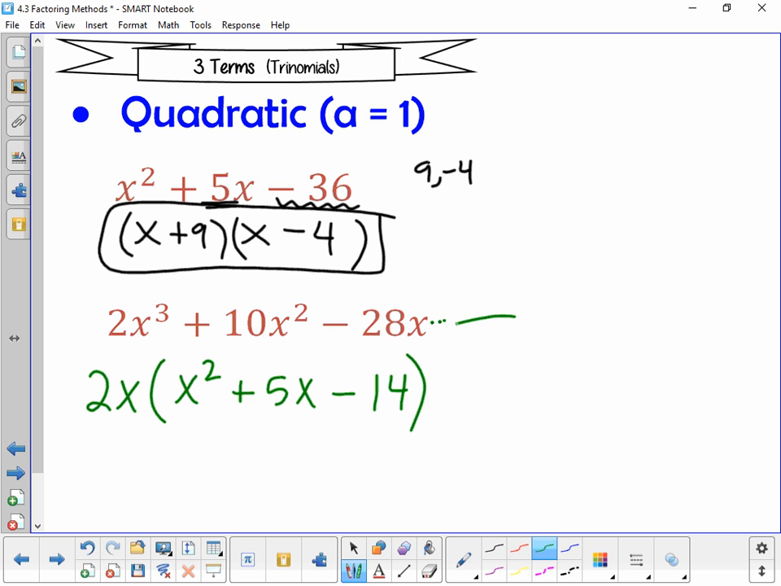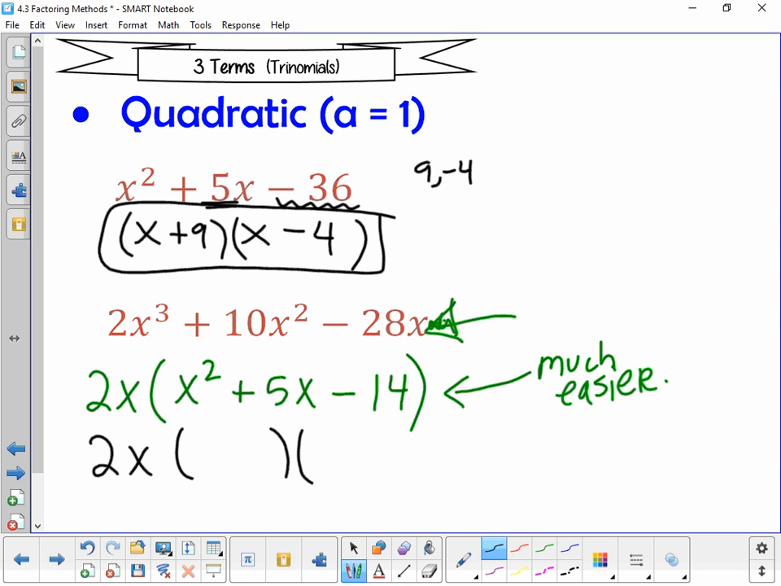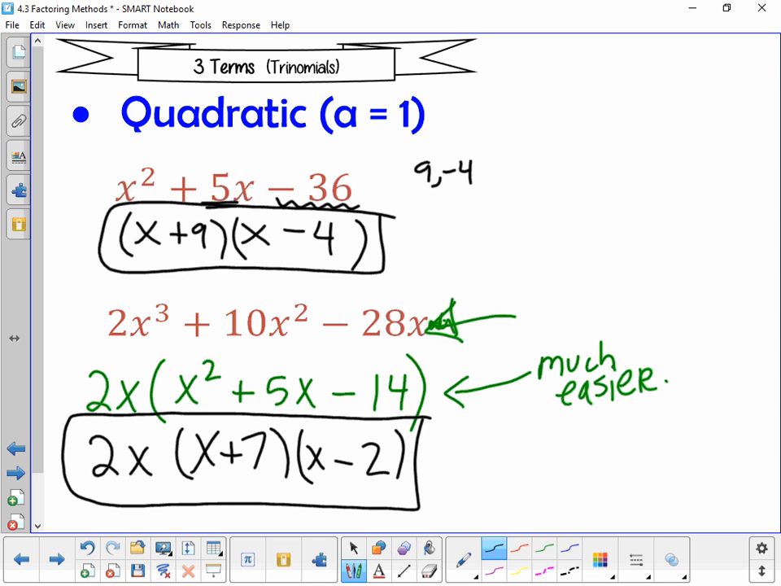And this thing that kind of looked hard to factor at first now looks much easier to factor because that GCF is no longer mixed in and making it look difficult. So our 2x is still hanging out, and we're thinking of factors of negative 14 that add up to 5: x plus 7, x minus 2. And there we go. So those are our sort of easy peasy ones.